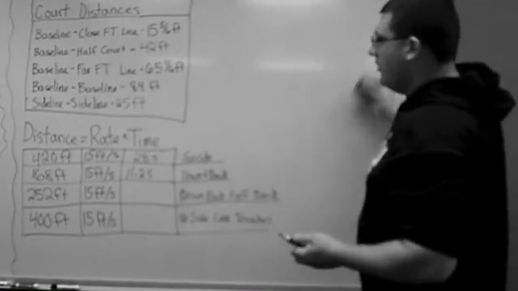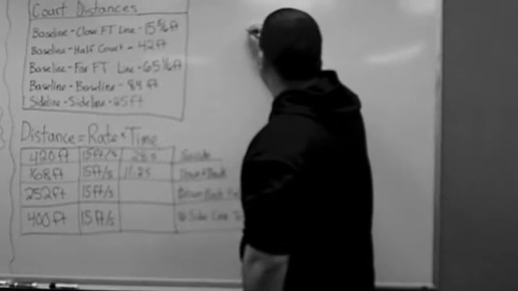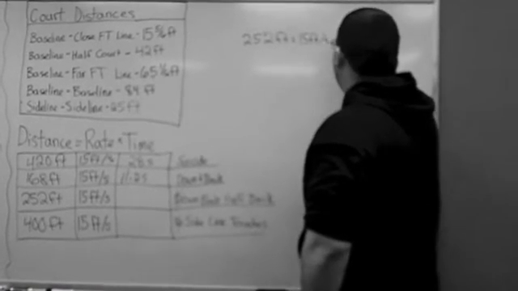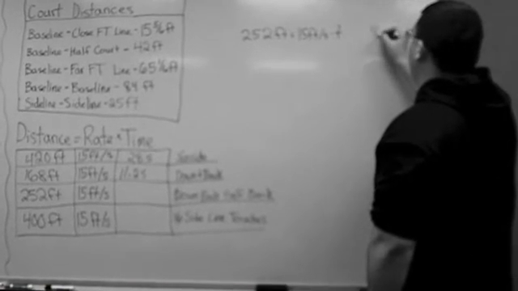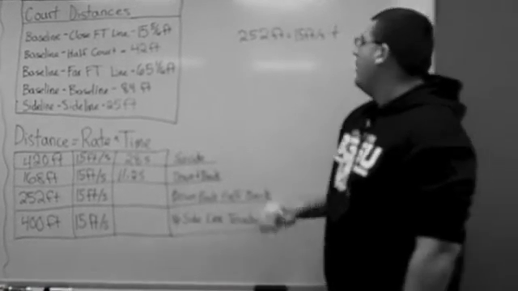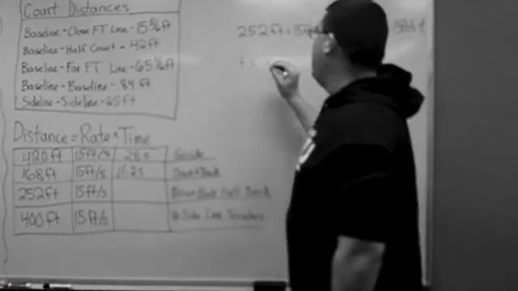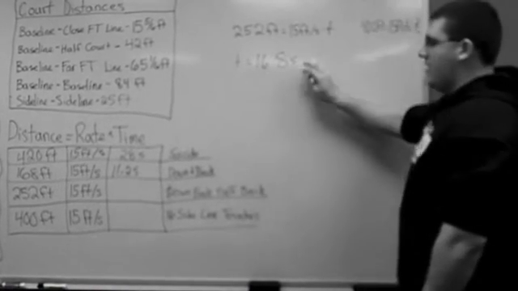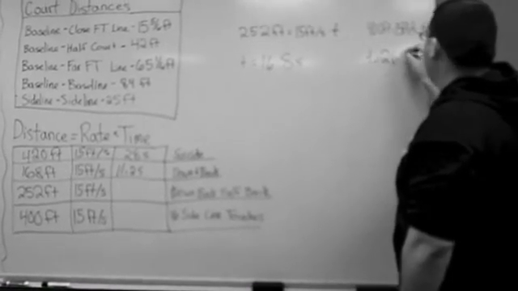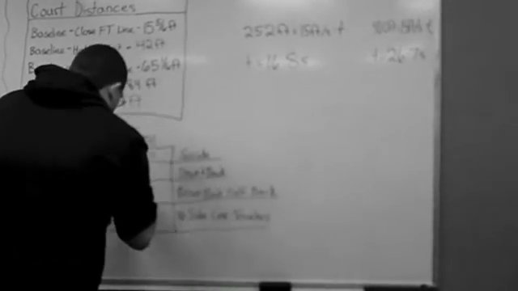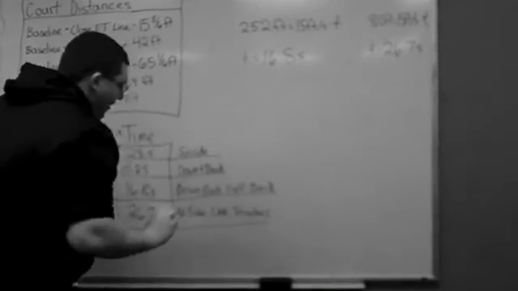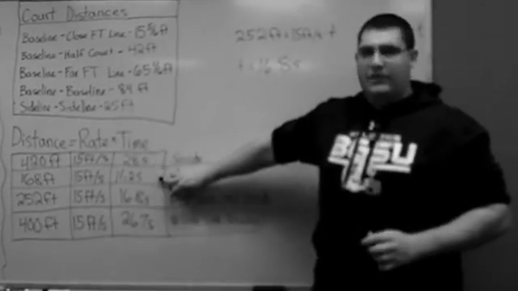So now we're going to do the same thing with the other ones. I'm going to go through these pretty quick. So for the down back, half back, our distance is 252 feet. We have the same rate, 15 feet per second times time, which we don't know. And then for the other one, we have 400 feet equals 15 feet per second times time. Okay, so again, we're going to divide, and our time is going to end up being 16.8 seconds for the down back, half back. And for the sideline touches, we're going to get 26.7 seconds. Cool. So now we know the time that our players should be running these other sprints.